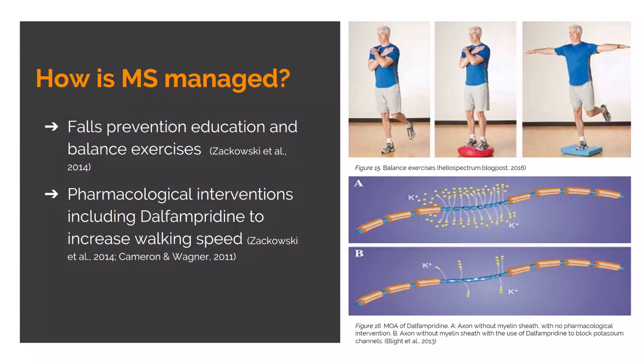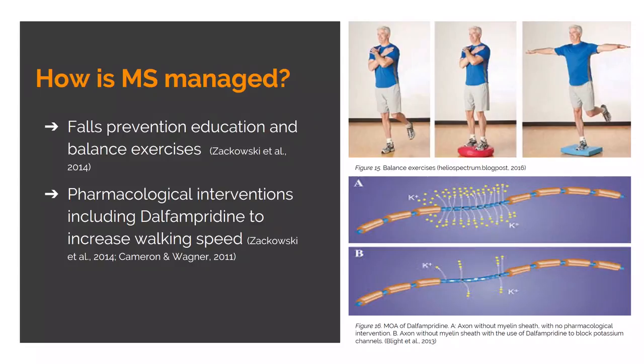Pharmacological interventions are another way of managing the symptoms of MS. Zakowski et al. recommend the use of dalfampridine, a potassium channel blocker, to increase walking speed in those with MS. Due to axon sheaths becoming demyelinated, potassium ions leak, resulting in the repolarization of the cell and reduced excitability. Dalfampridine acts to inhibit potassium channels, prolonging an action potential.